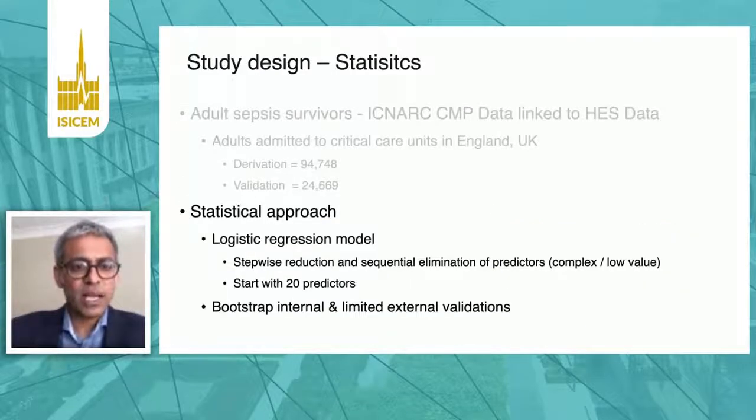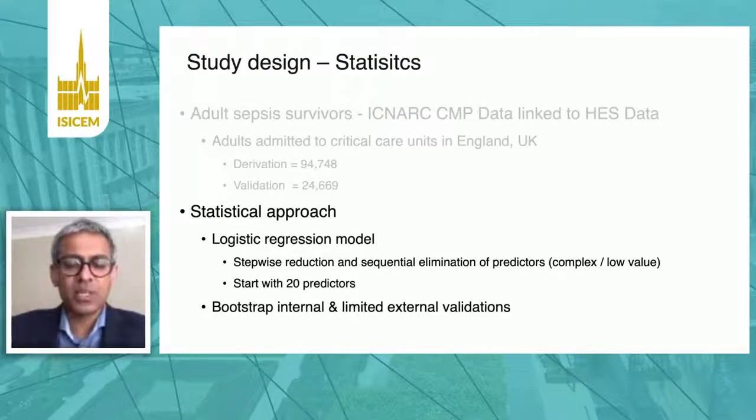Let's carry on with the development of the prognostic score. We used a logistic regression model for the composite outcome of death or rehospitalization by 365 days. We used stepwise reduction and sequential elimination of predictors. The predictors we eliminated were either complex or did not provide additional value to the score.